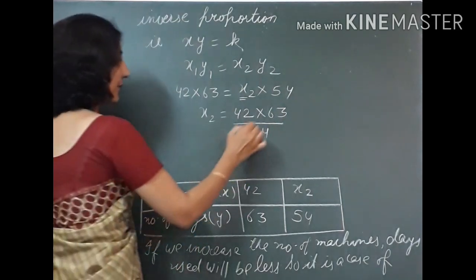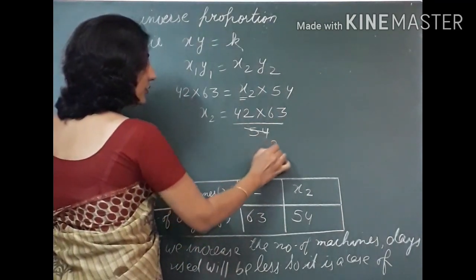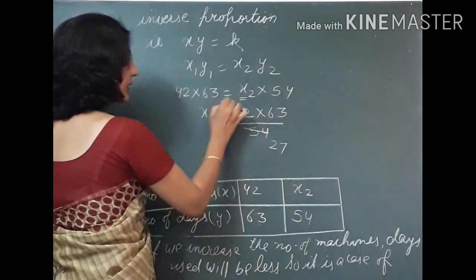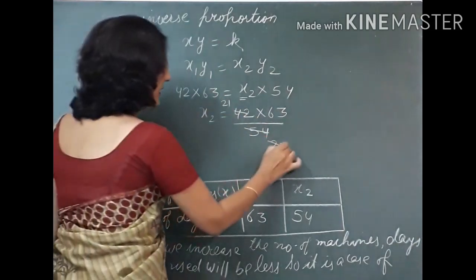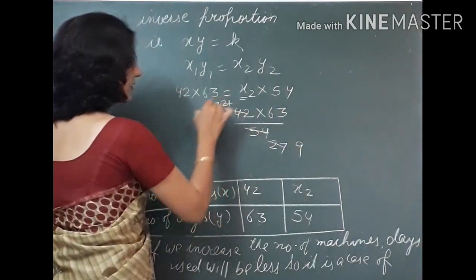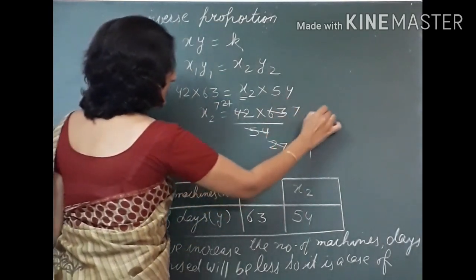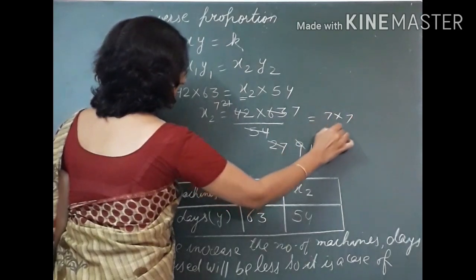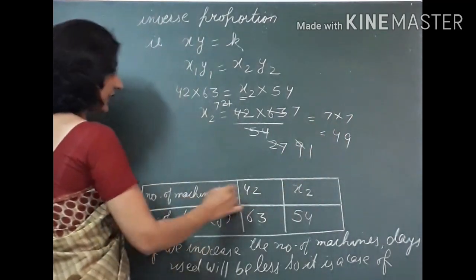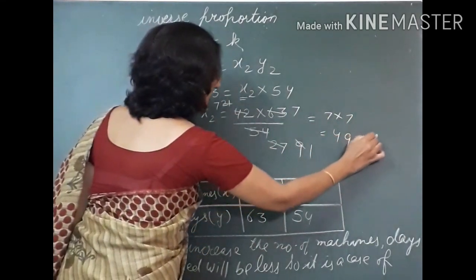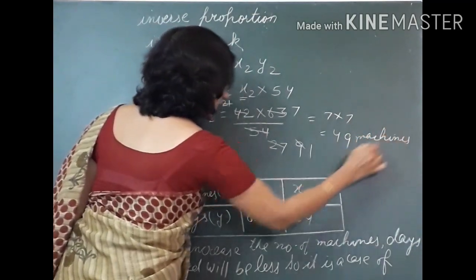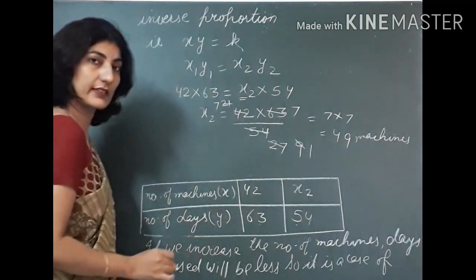Now cancel. 2, 27, here 21. Then by 3, 9 threes are 27, 7 threes are 21. Then by 9, 9 ones are 9, 7 nines are 63. So you are left with 7 into 7, that is 49. This means 49 machines are required if you have to finish this work in 54 days.